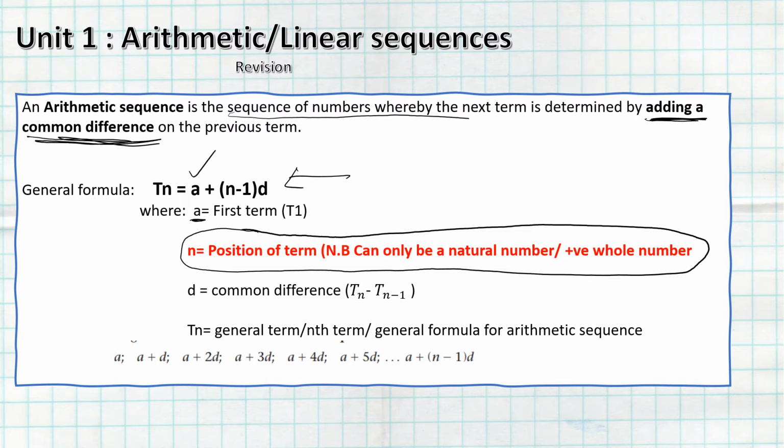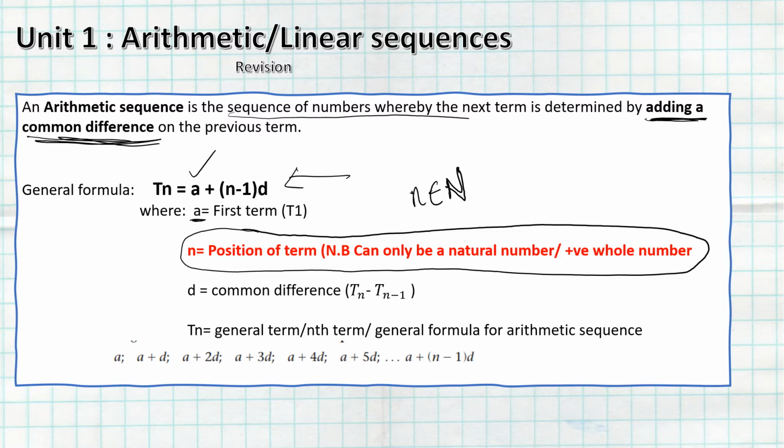n represents the position of a term. When we say the term is standing in position 30, obviously we are saying the 30th term, mentioning its position. So that is our n, the position of a term. Very important: n can only be a natural number, or a positive whole number. We are saying n is always an element of the natural numbers, denoted by that symbol.